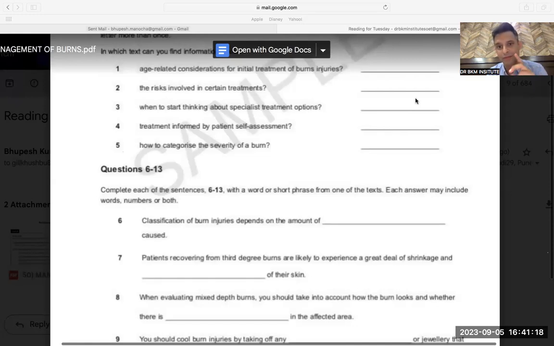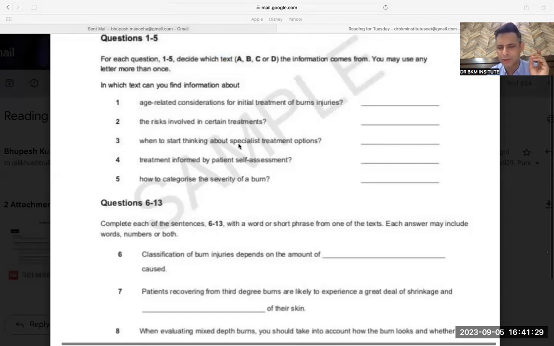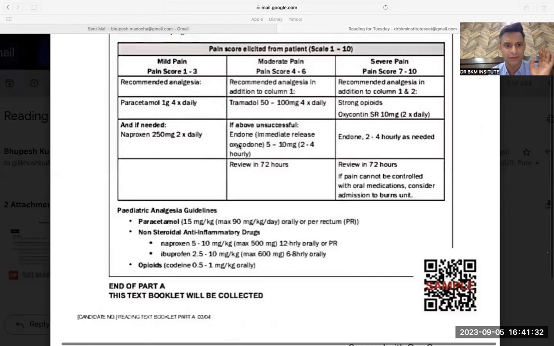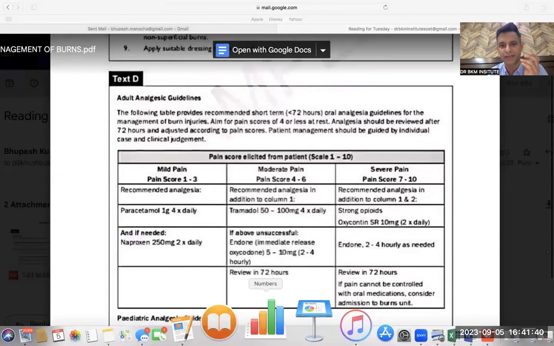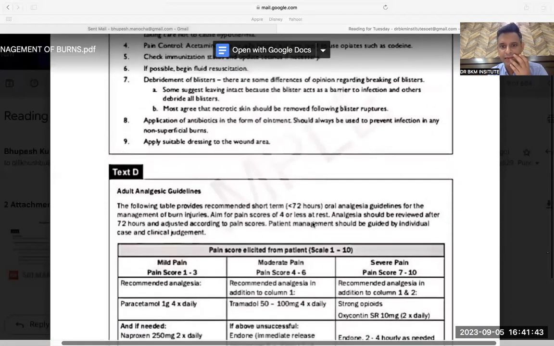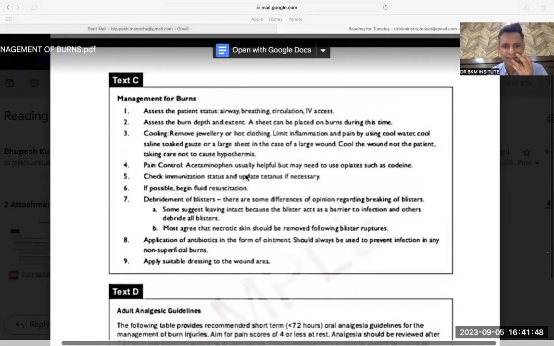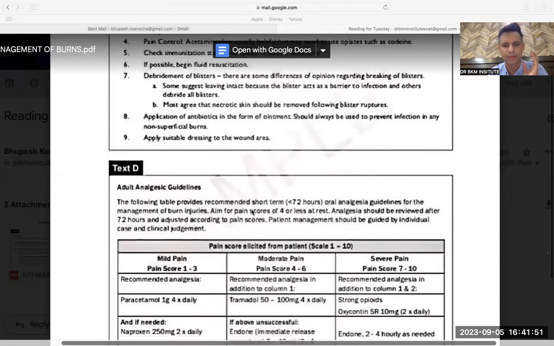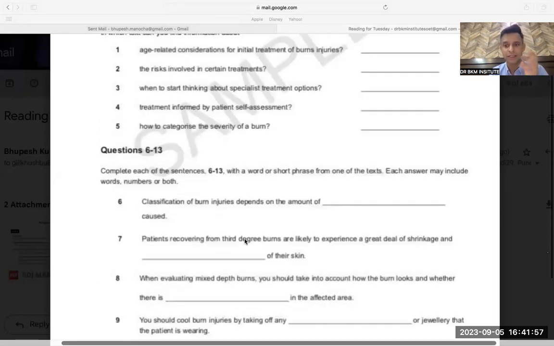This is not right. Only do these questions on the basis of whether it is given in age related assessment, that is B. Risk involved, I think, should be C. When to start thinking about specialists, that is, I think, D. Pediatric wala, it was D, that was pediatric. And then when to start thinking treatment self-assessment, that is 100% self-assessment, 100% D. And pediatric word can be here as well, a specialist treatment. No, it's not there, no specialist. So it should be D only. And then how to categorize the severity should be A.